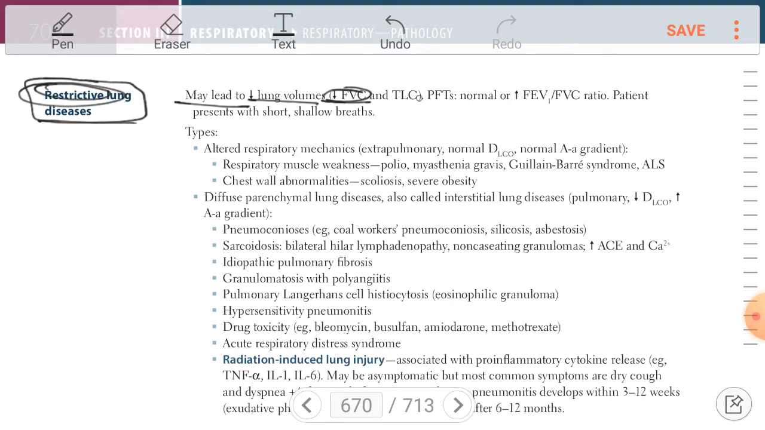Of course, there is also decreased total lung capacity. Why? Because total lung capacity equals vital capacity plus the residual volume. Residual volume will decrease and vital capacity will decrease, leading to a decrease in the total lung capacity.